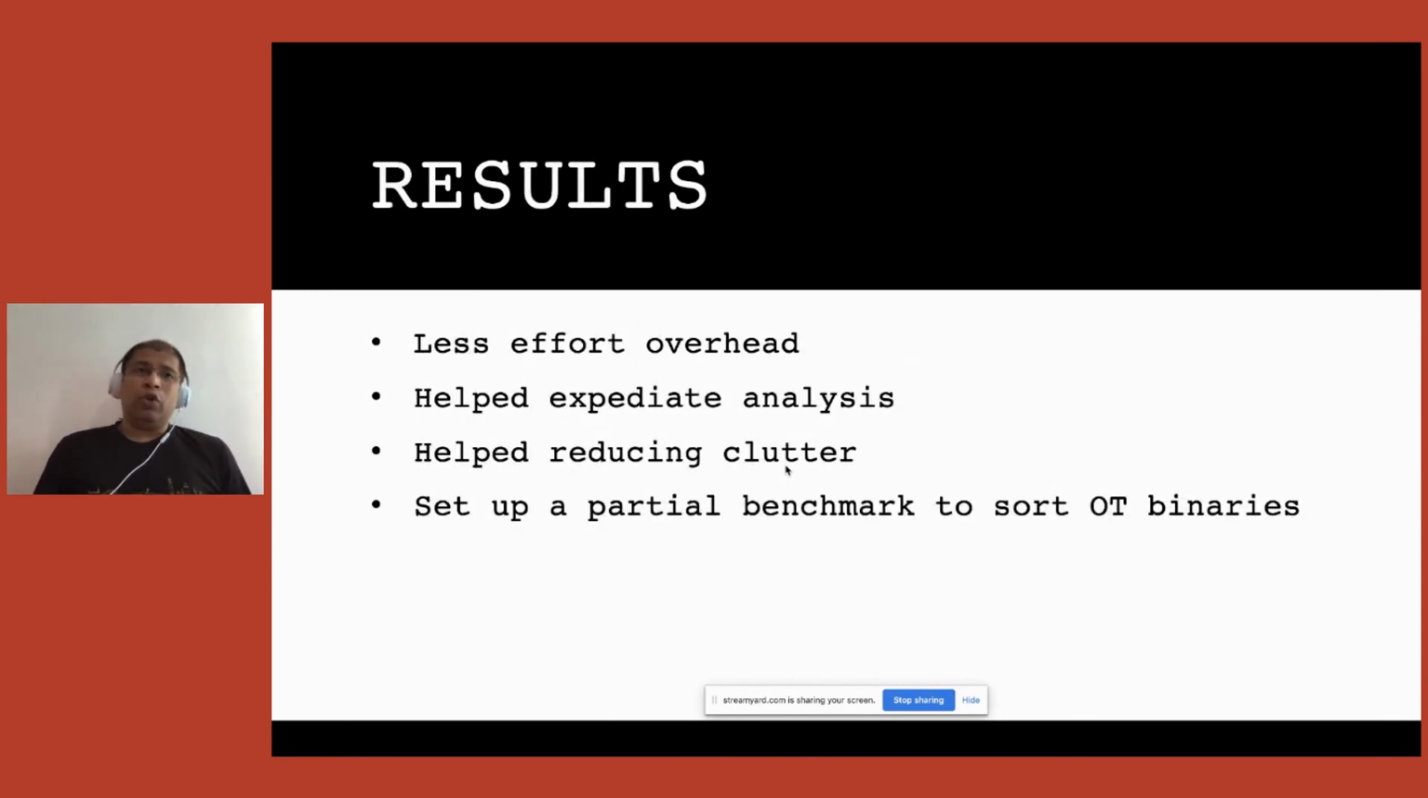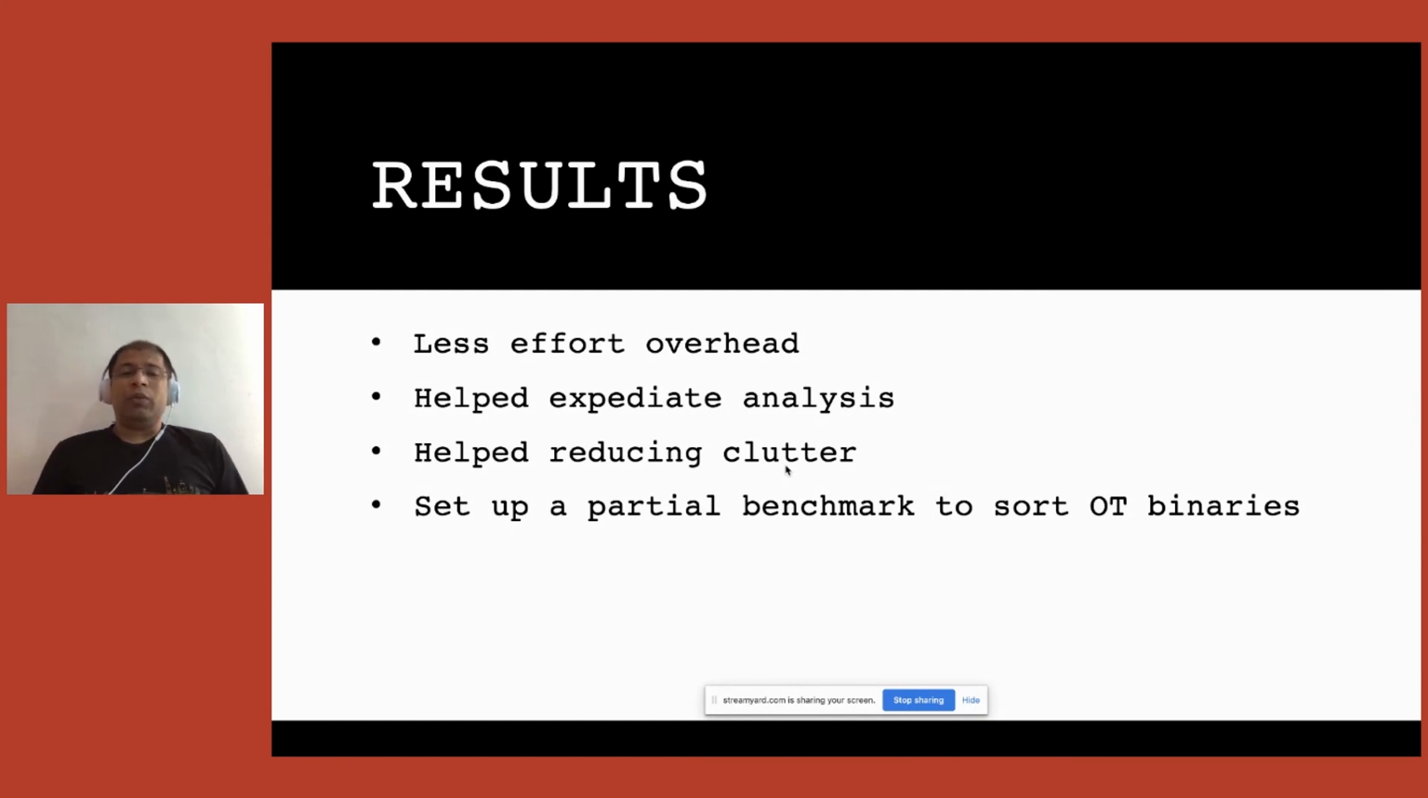Results. For the approaches that I have shared with you earlier, automation is pretty much possible for an individual technology. We tried to achieve automation in that part, and could not do complete automation, but for most of the things we have reduced almost 40% of the effort overhead. Analysis was expedited because we already had a sorted set of binaries in place, so that helped a lot in expediting analysis and reducing clutter as well.